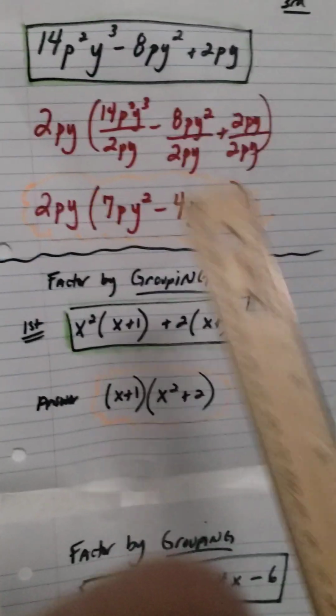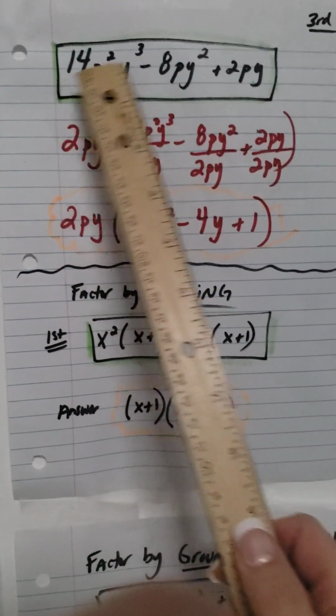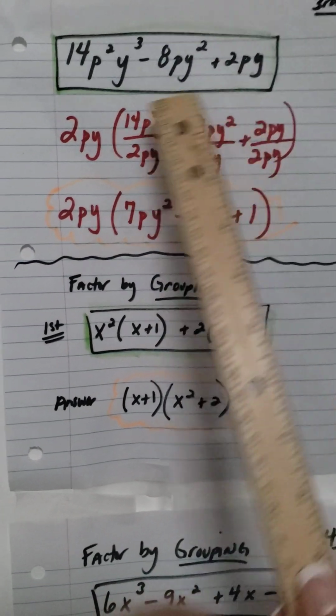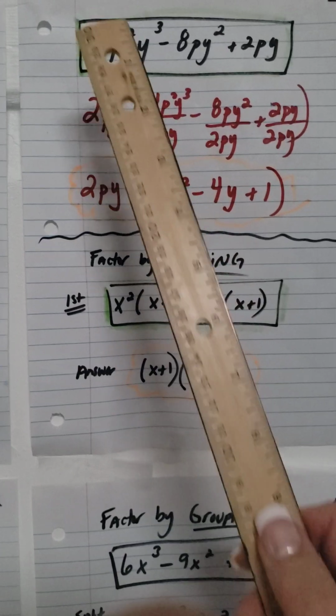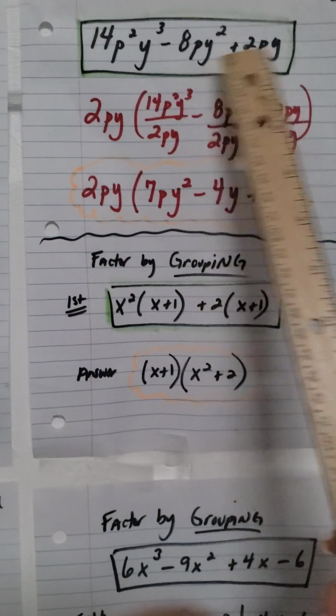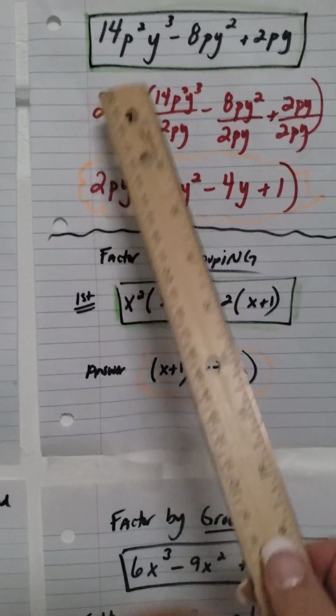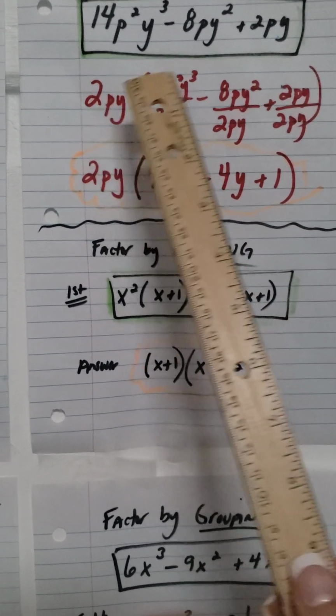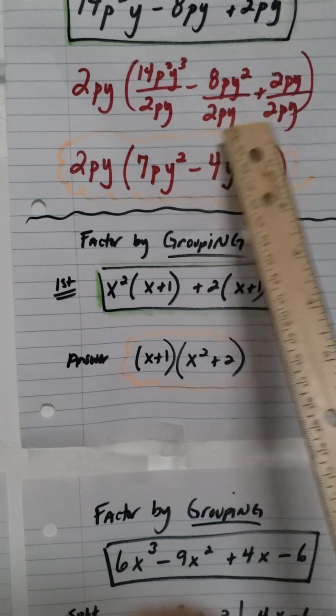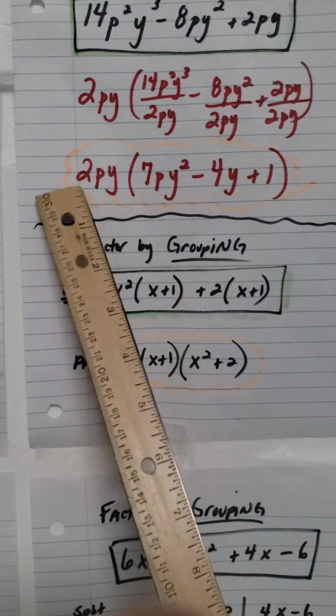All right, here's another one. So I've got 14, 8, and 2. They're all divisible by 2. And then we went with different letters just to mix it up. They all have the letter P, so I'm going to take out a single P. And they all have the letter Y, and the smallest one of that is a Y. I divide each one of these by 2py, and you end up with this.